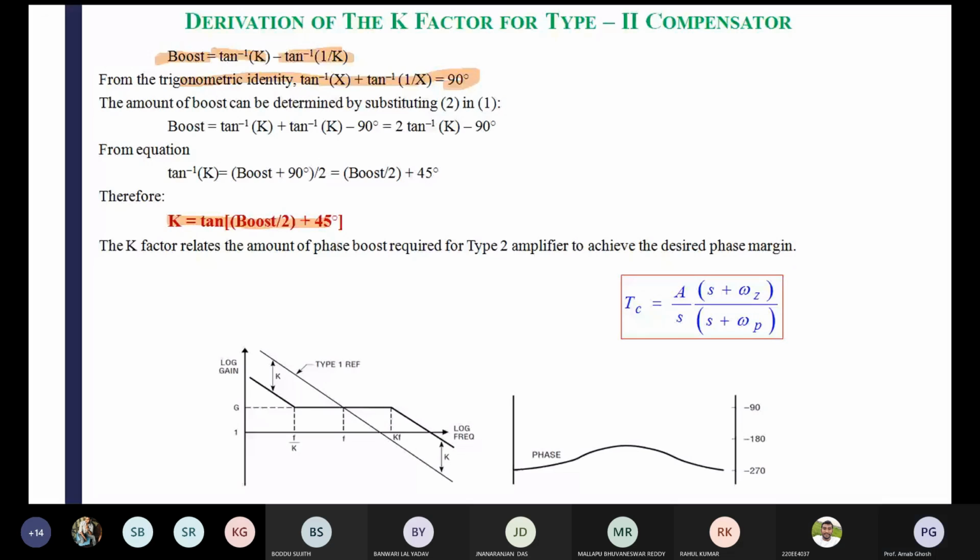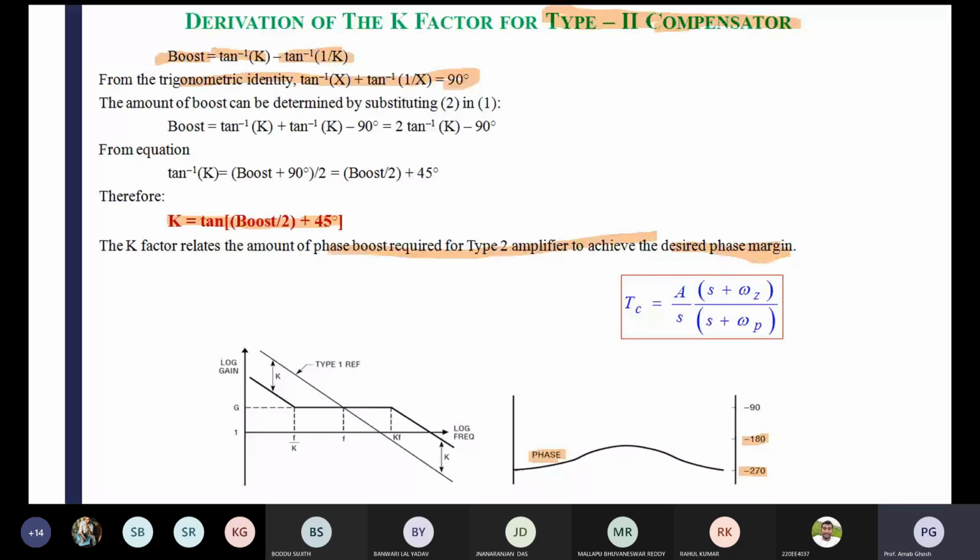So your agenda is to find out your desired phase movement. How much phase boosting is there? You can see that it starts at minus 270 degrees and the maximum goes up to around minus 180 degrees. So it is coming to 90 degrees. That is how much phase difference may be possible for a type 2 controller. This is the derivation of a type 2 compensator, so your boost is 90 degrees at that position.